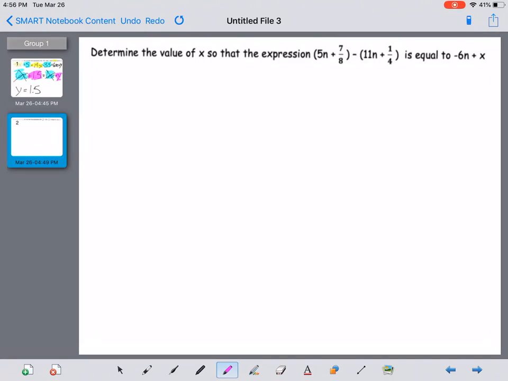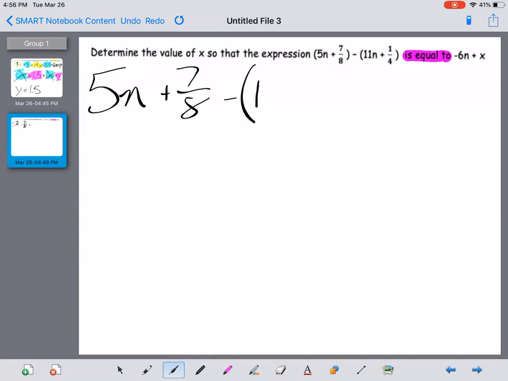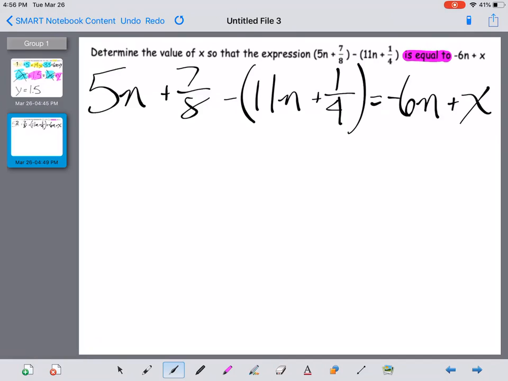So we're going to write out an equation as the instructions come, with A is equal to, between these expressions. I'm just going to start to rewrite it as 5n plus 7/8 minus 11n, the quantity 11n plus 1/4, equals negative 6n plus x. Notice I dropped the parentheses in the first set of numbers. The only reason is because there's no use for those parentheses, but we do have a use for the second set.